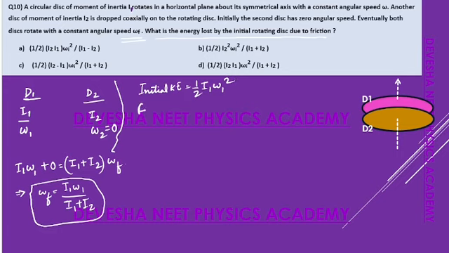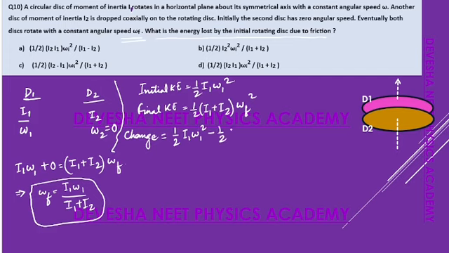The final kinetic energy will be equal to half (I1 plus I2) WF square. So what is the change in the kinetic energy? Something would have got lost in friction, that is the question here. So the initial kinetic energy would have been more than the final kinetic energy. The change is equal to half I1 W1 square minus half (I1 plus I2) WF square.